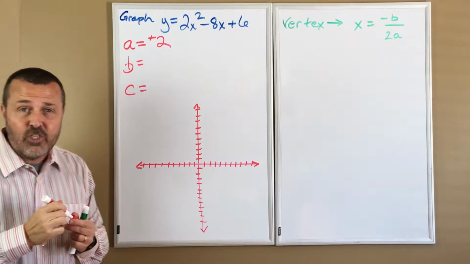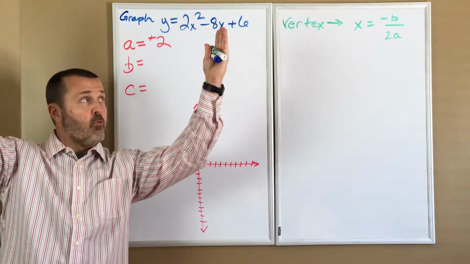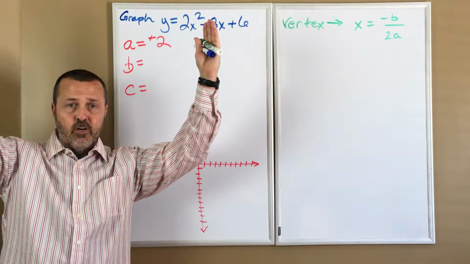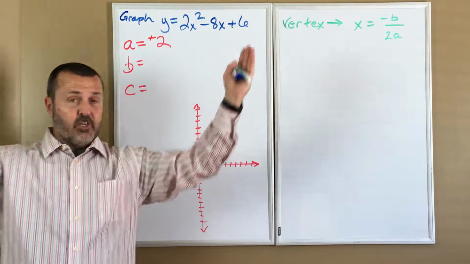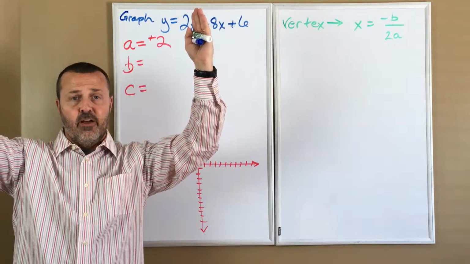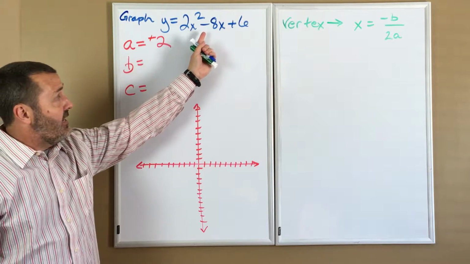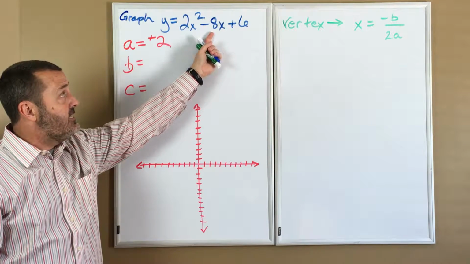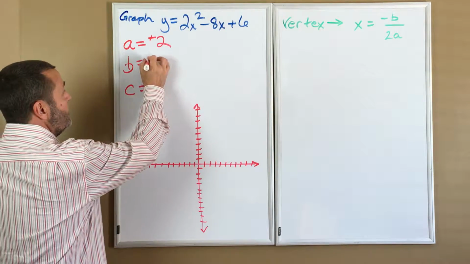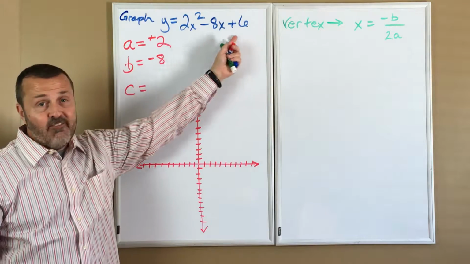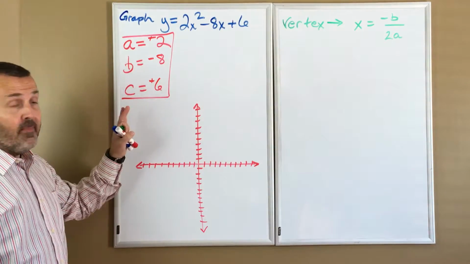Now, if a is greater than 0, we know right off the bat we're talking about an upward pointing quadratic function. Okay, so right off the bat we know that this function is going to look something like this, kind of like a touchdown. It's an upward pointing function. Our b, now remember it's plus bx, so minus 8x would be a negative 8. And we know that our c value is a positive 6. So I've identified my a, b, and my c.